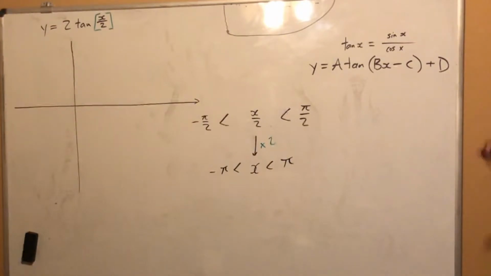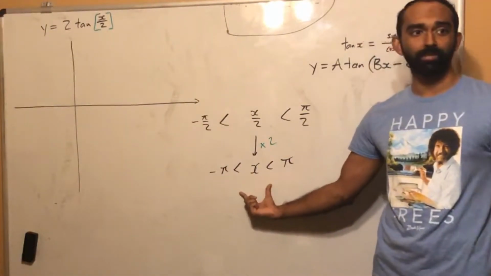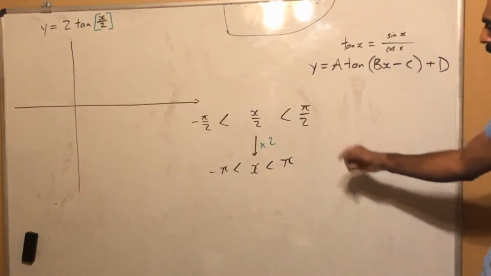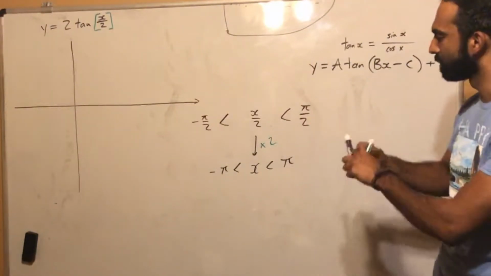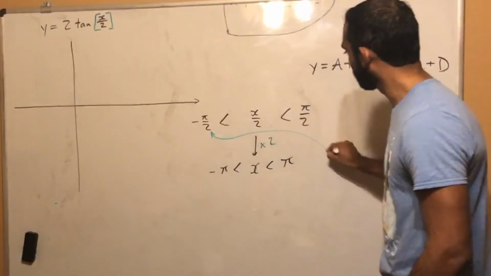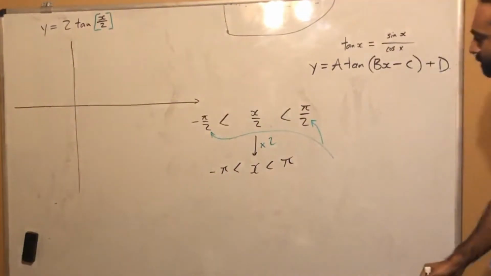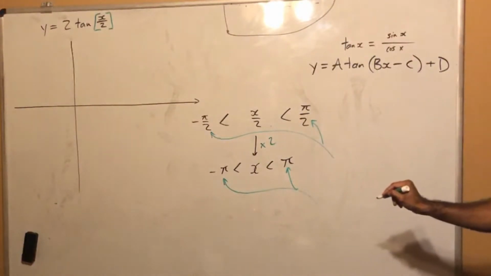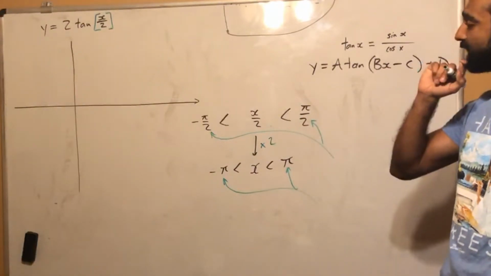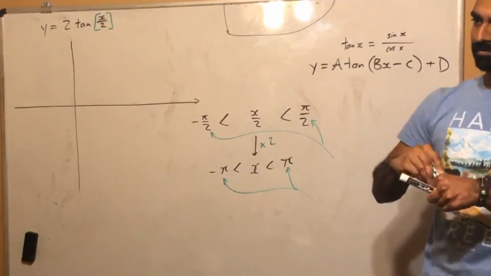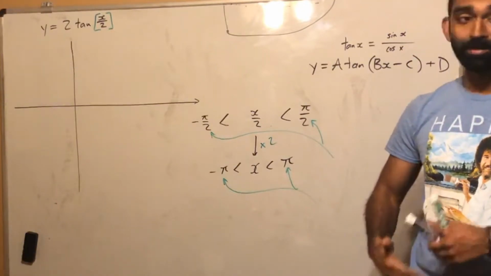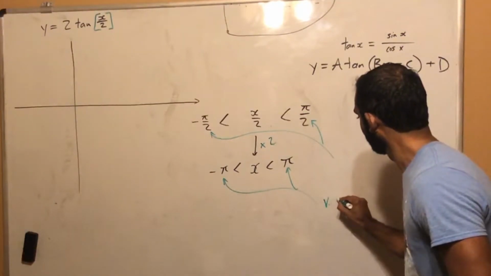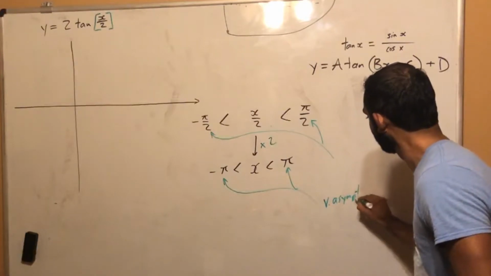So, I know at least one cycle has to be between these two things, negative pi and positive pi. Well, we also showed, using the parent function, that negative pi over 2 and pi over 2 were what geometric shapes? What happened with the tangent graph at negative pi over 2 and pi over 2? It goes to the top. They were undefined. It's indicated by a vertical asymptote. Right. So, I know I have vertical asymptotes there and there.